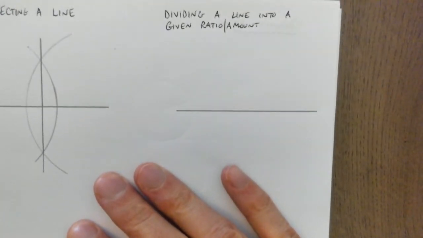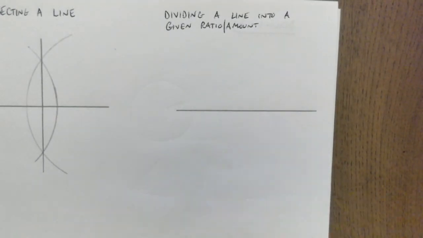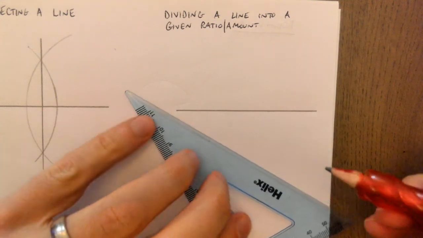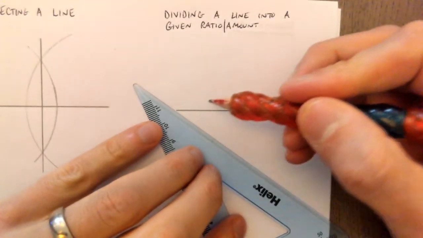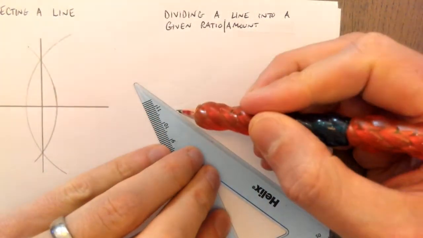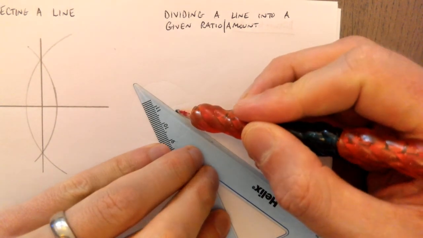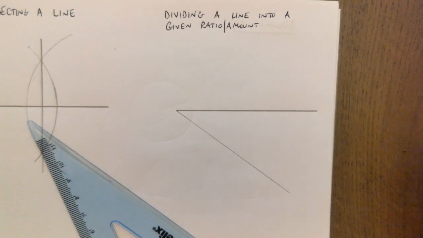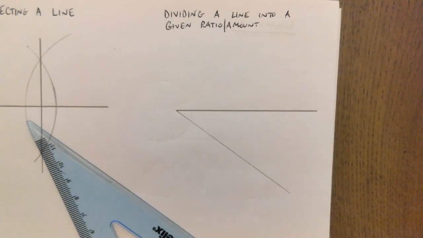Next one and last one for this video is when we get given a line, say this line here, and we want to divide it into, say, 3 equal parts. Alright? No ruler allowed as well, so we can't measure it and divide it into 3. Alright, so what we do here, we draw another line at an acute angle, so something like this, okay? So you draw something like that.